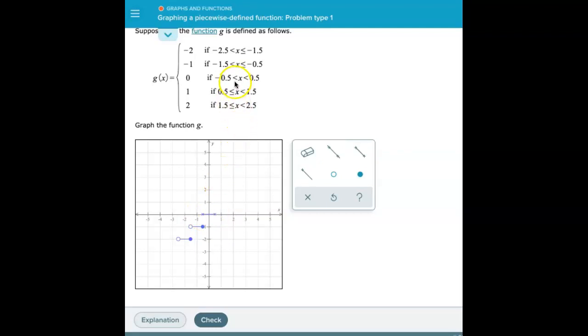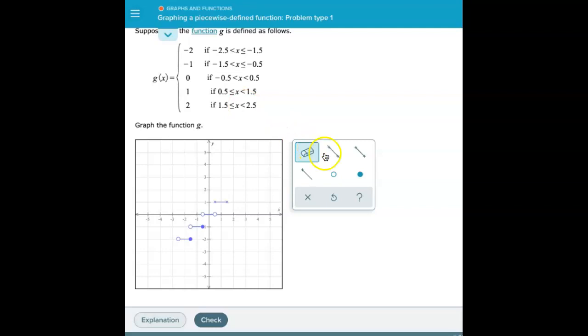Now this one's a little different because we see a less than sign here and a less than sign also on the other side, and neither one of those is equal to, so we'll be doing open dots on both of those endpoints. Next we've got y equals 1. So we'll do a horizontal line at y equals 1 along here. That would be the entire horizontal line. But we only want it to go from x equals 0.5 to x equals 1.5.